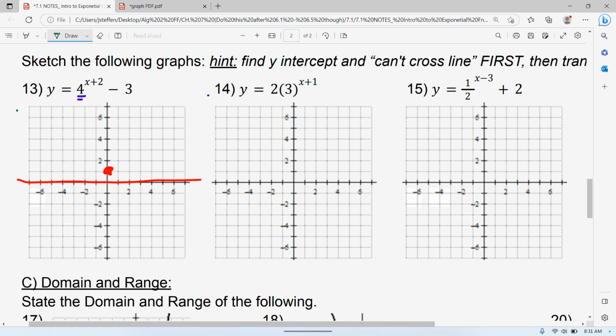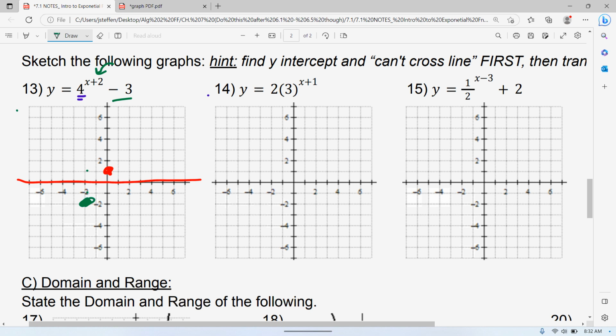So this goes to the left 2, down 3. So for the y-intercept, I go to the left 2: 1, 2, and then down 3: 1, 2, 3. So it's not really a y-intercept anymore. At that point, I move that down. The graph has to cross that. At that point, it's got to go through that ordered pair here.